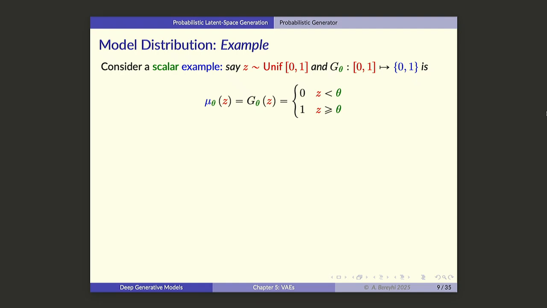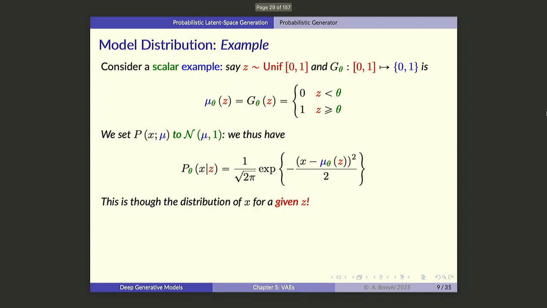And now I want to generate my data. What should I do? I'm going to take this statistic, put it inside a distribution, and sample from that distribution. I told you we always do Gaussian, so let's do Gaussian. Let's say I put one Gaussian distribution, P of x and mu. P of x and mu is simply a Gaussian distribution with variance 1 and mean mu.